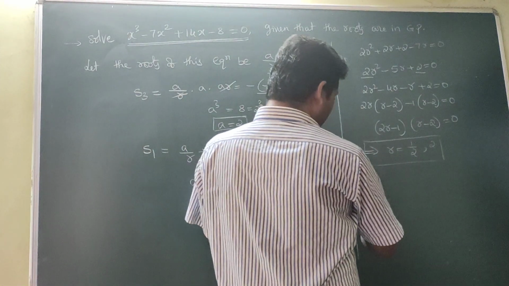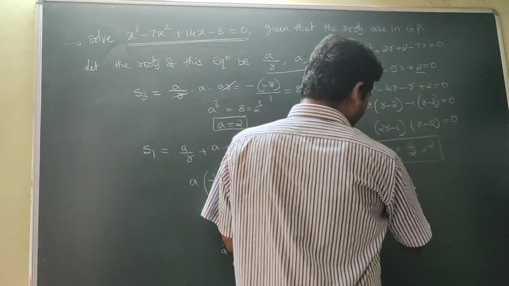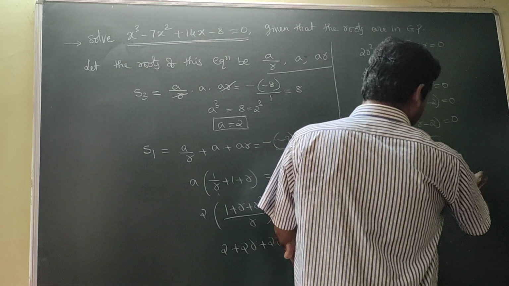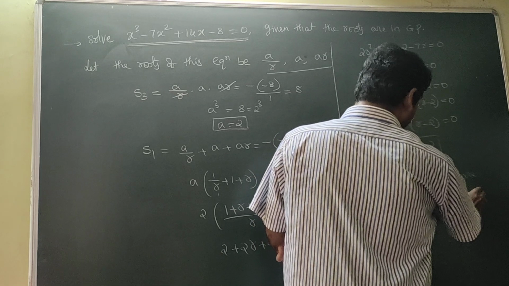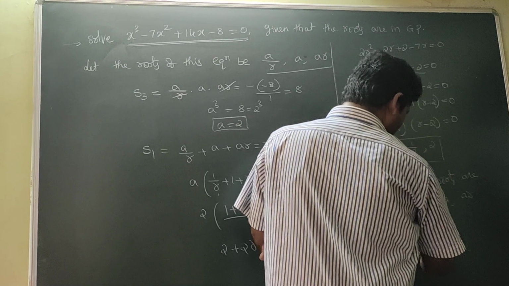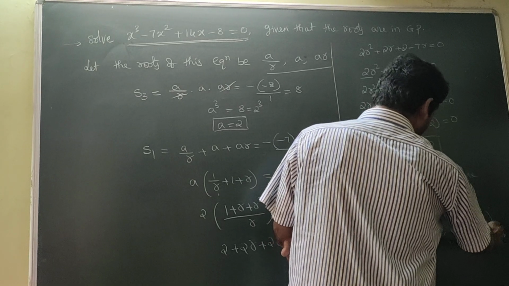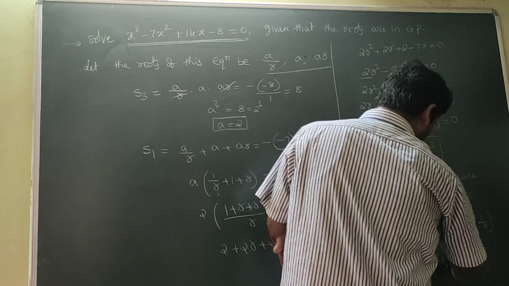So if r = 1/2, the roots are a/r, a, ar. a means 2. So 2 by 1/2, 2, 2 into 1/2. That is 4, 2, 1.